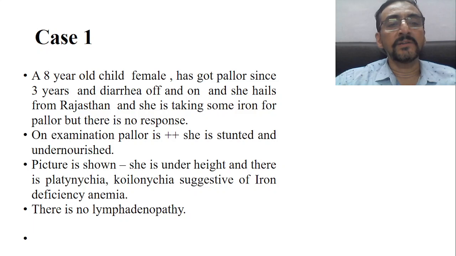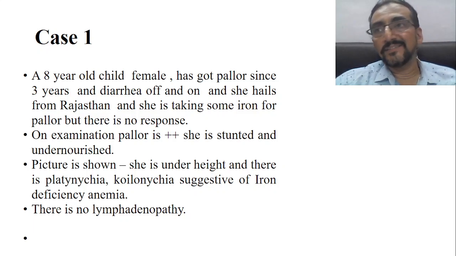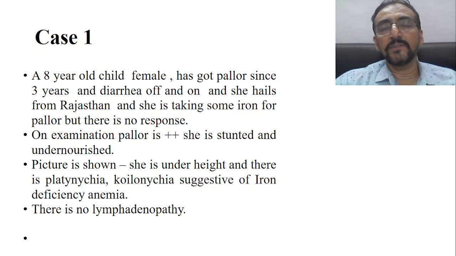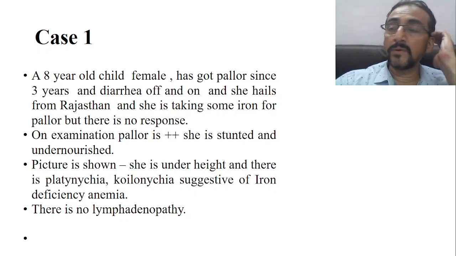Now on examination, the pallor is plus. She is also stunted, and she is also undernourished. The picture is shown, and she is under height, and there is also platynychia. That means nail changes are evident. Koilonychia is also there, suggestive of iron deficiency anemia. Pallor means there is definitely anemia. Now we have to look into whether it is a nutritional or iron deficiency anemia or some other anemia. There is no lymphadenopathy.